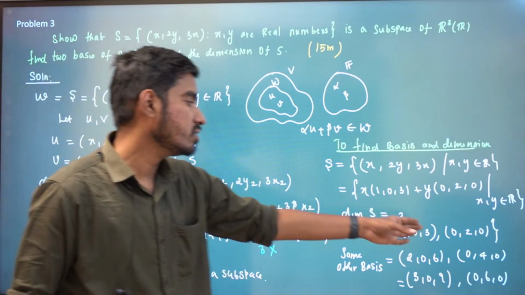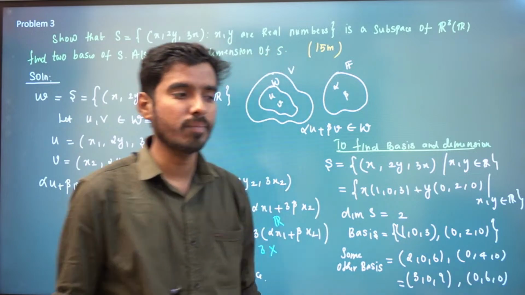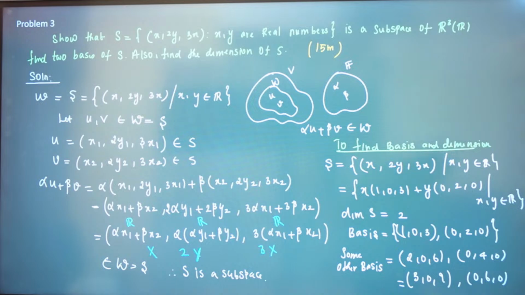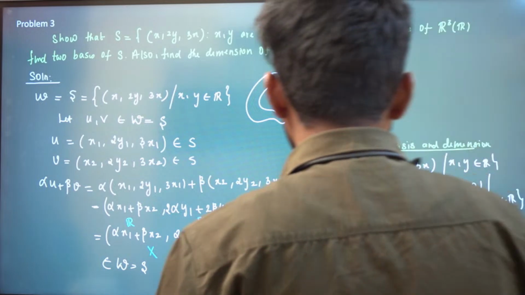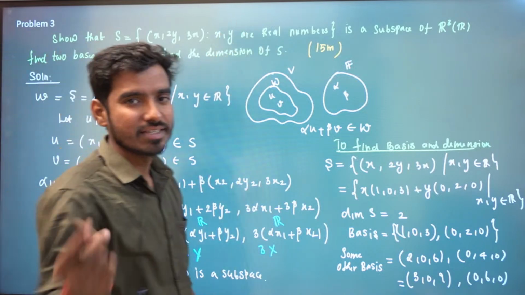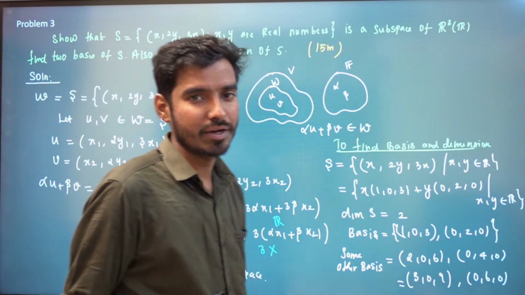One of the bases is this. If you want to find some other basis, you just multiply by any scalar you like. You take any scalar and multiply with that, and you will get all the other bases. This question carries 15 marks. Just in 3 to 4 minutes you can do it.